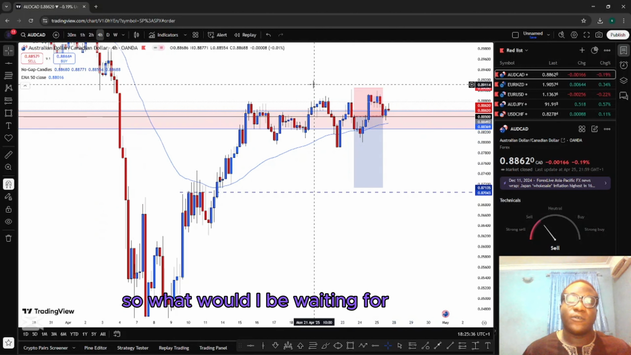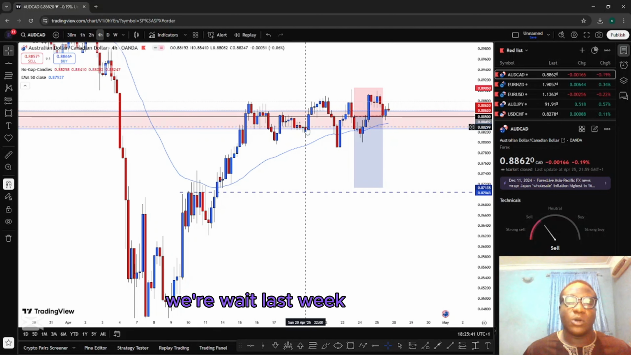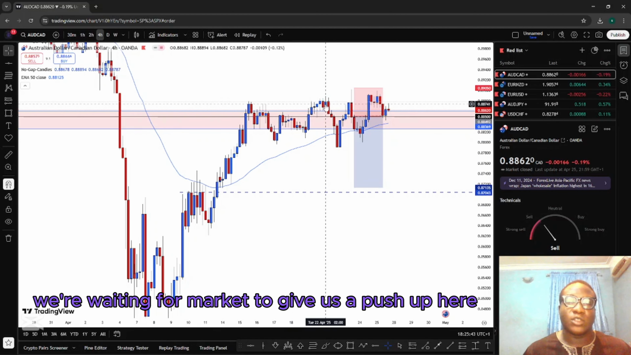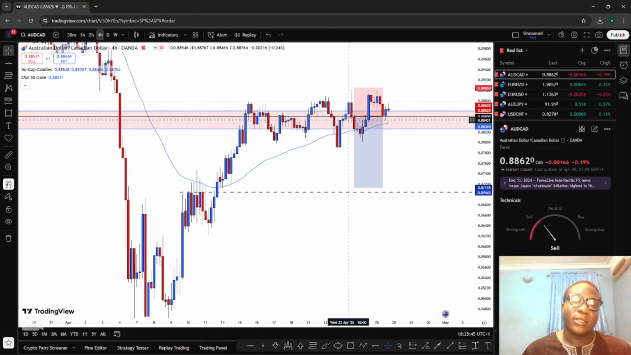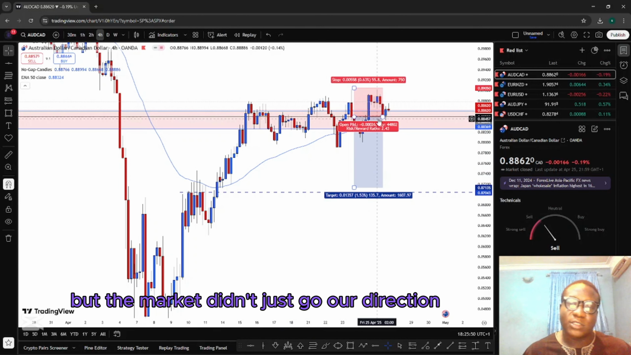So what would I be waiting for this pair? This pair, we had this pair last week, so it's basically just the same setups. Last week we were waiting for the market to give us a push up here, break, give us a retest that will take the trade to the downside, give us everything, but the market didn't just go our direction.